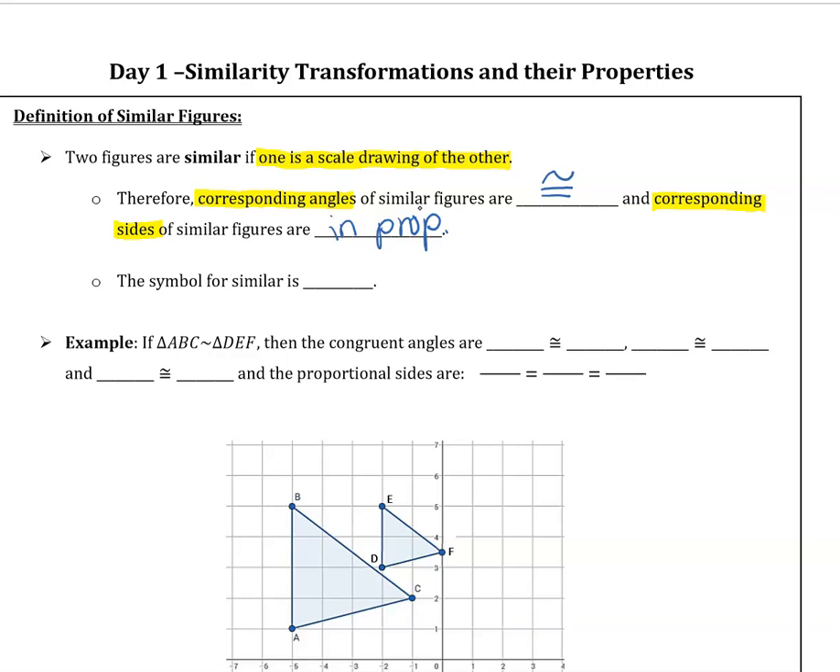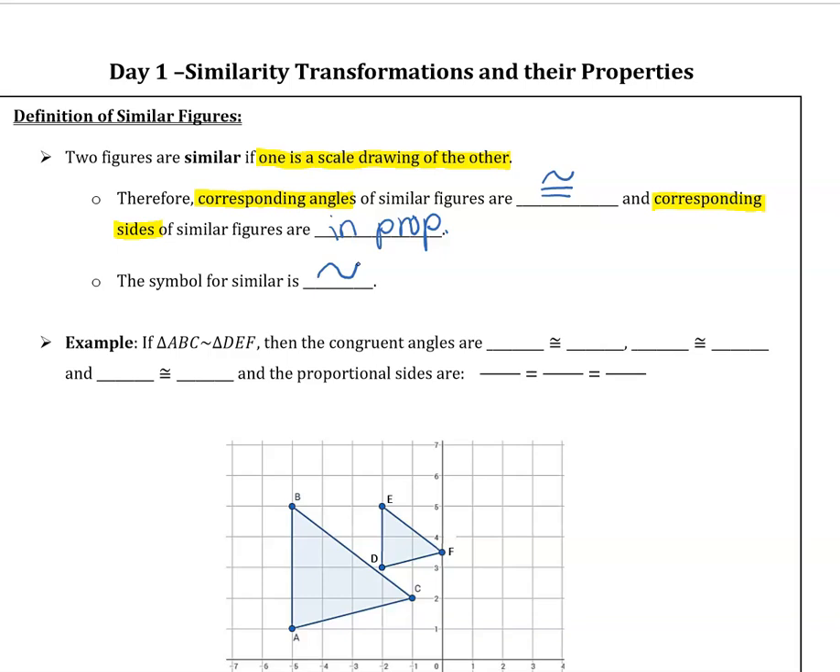Now, rather than saying the triangles are scale figures of each other, even though that's true, we'll be able to say the triangles or the figures are similar, and our little note is a little similar symbol that looks like the top of the congruence symbol. So it's just a little squiggly.